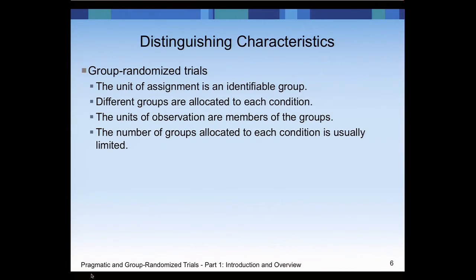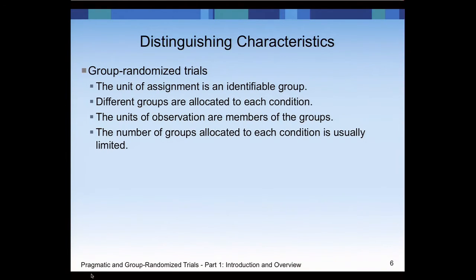In group randomized trials, the unit of assignment is some kind of identifiable group. Could be a work site, could be a church, could be a school, could be a physician, and different groups are allocated to each condition, which means that the physicians or the schools or the hospitals or the churches are nested within conditions. And here I'm using condition to mean the same thing as study arm. So we have a treatment condition, we might have a control condition, there might be more than 2 conditions in the study. Whatever the conditions are called, we have different groups randomly assigned to each of those study conditions.